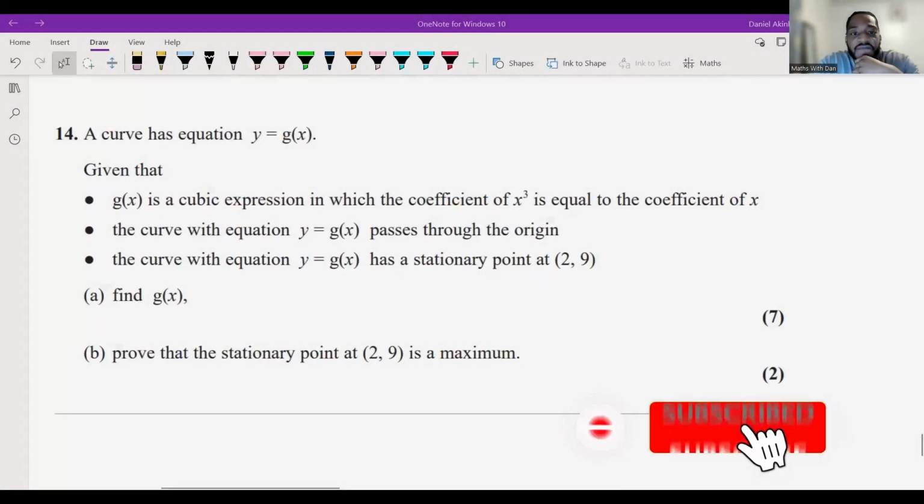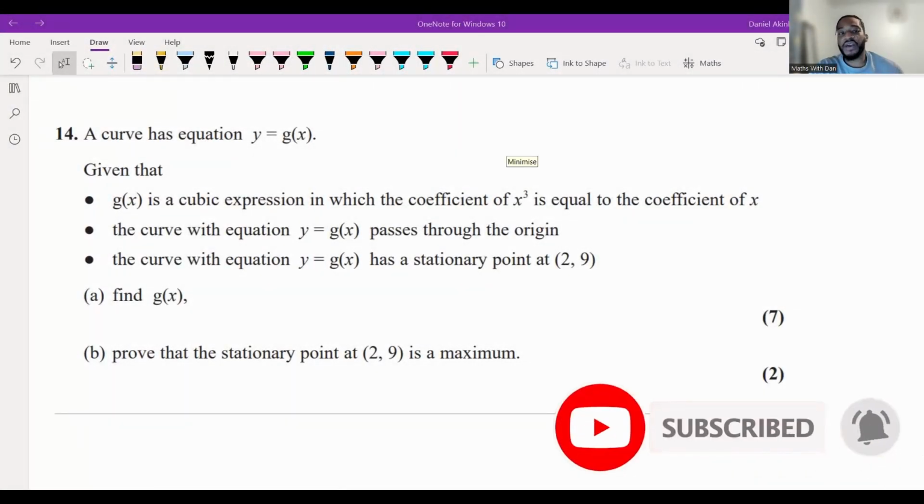Okay, so I can see a 6, I can see a 5. Okay, no problem. So let's go through this together.